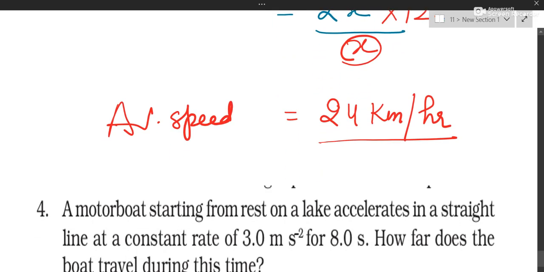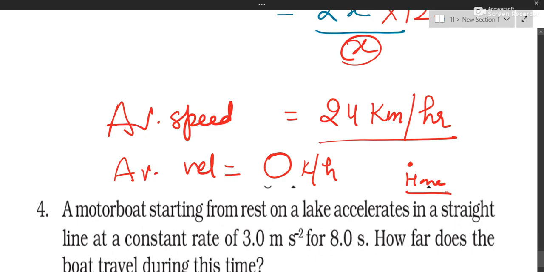But if you talk about average velocity, then average velocity will be 0 because displacement is 0. Why is it so? Because he is returning home back. So initial position and final position are the same. So there is no displacement traveled.